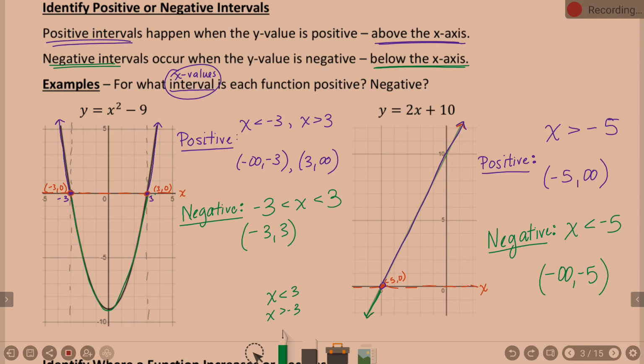Are we starting to see it a little bit? Okay. I'm hoping we're starting to see a little bit. It takes practice. I get it. But positive and negative, remember you're looking for above and below the x-axis. That's the definition you've got to remember, is above and below the x-axis.